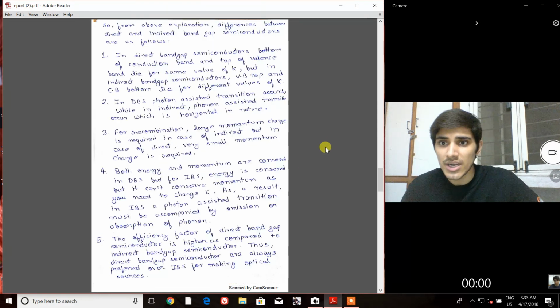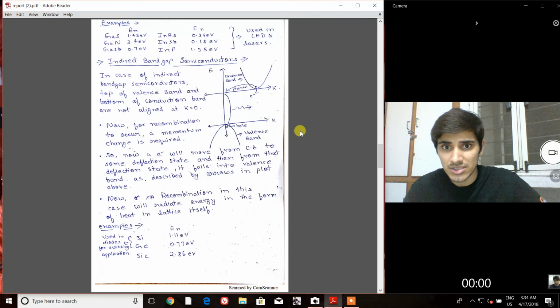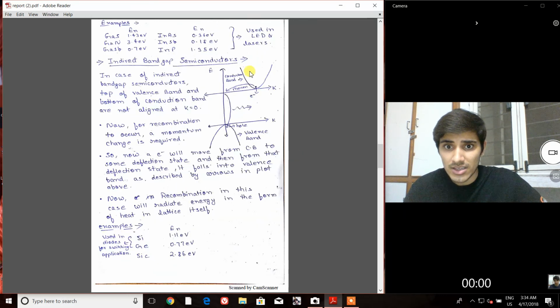Now we have taken a look at direct band gap semiconductors and indirect band gap semiconductors. Let's take a look at certain key differences. As we have seen, in direct band gap semiconductors the bottom of the conduction band and top of the valence band are aligned, while in indirect band gap semiconductors these are not aligned. Also in direct band gap semiconductors, photons are released, so that's why they are used in the making of LEDs, while in indirect band gap semiconductors this is assisted by the emission of phonons.